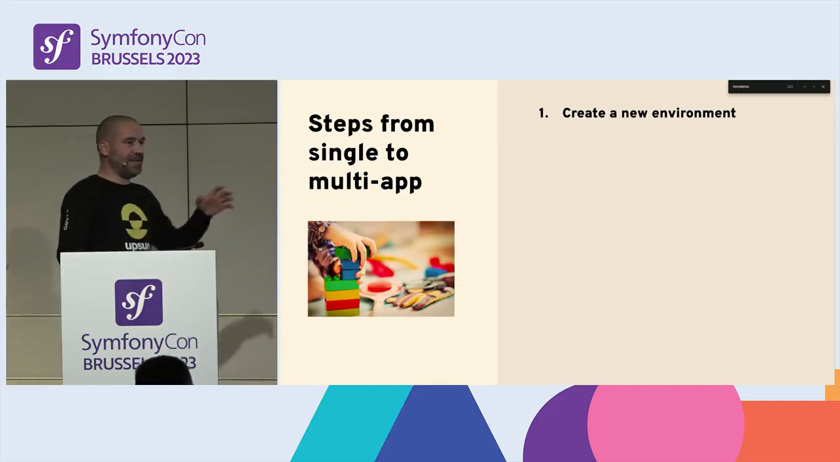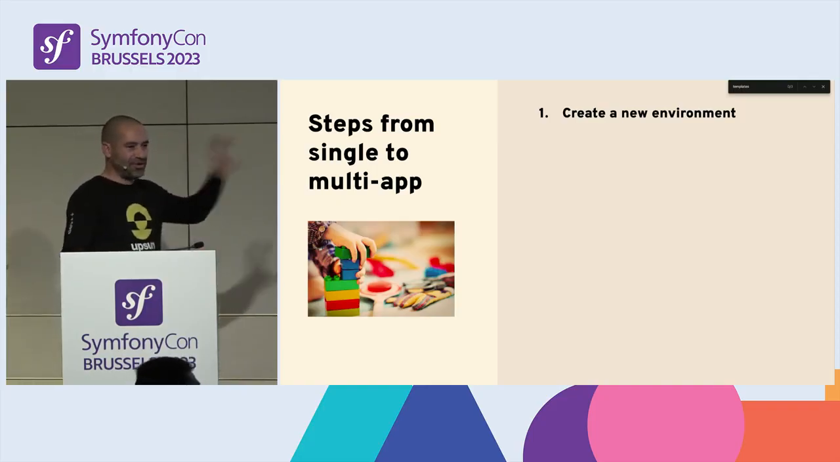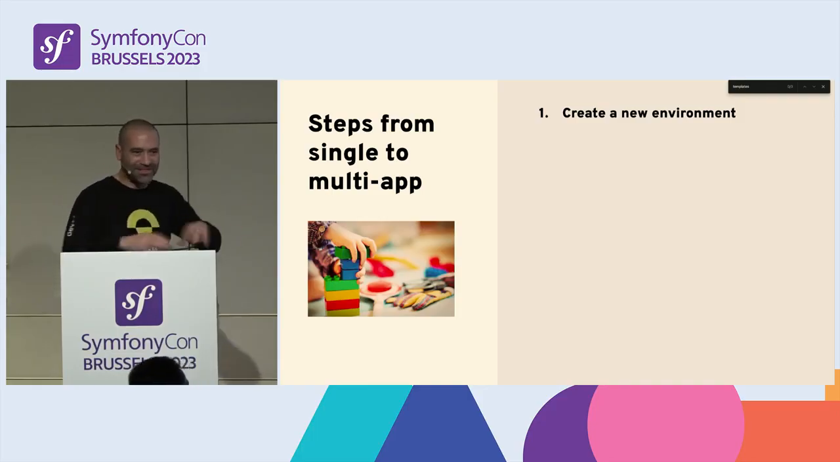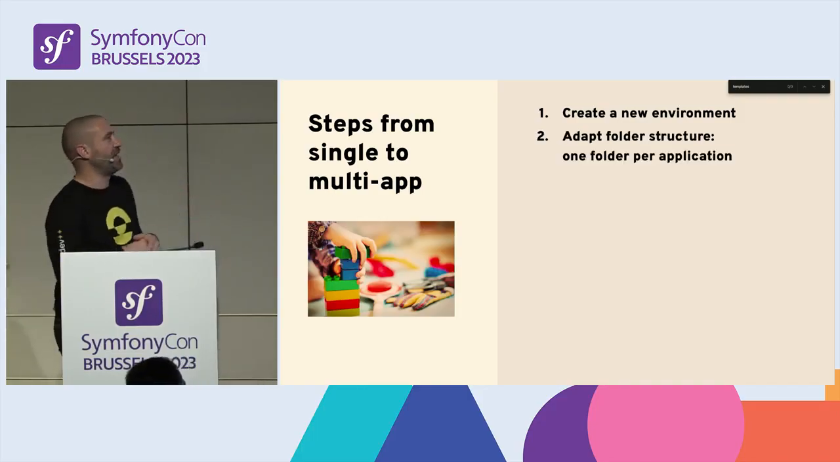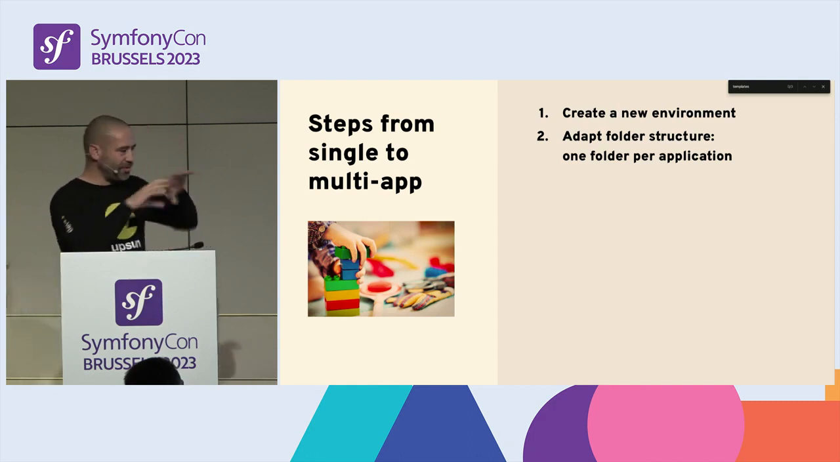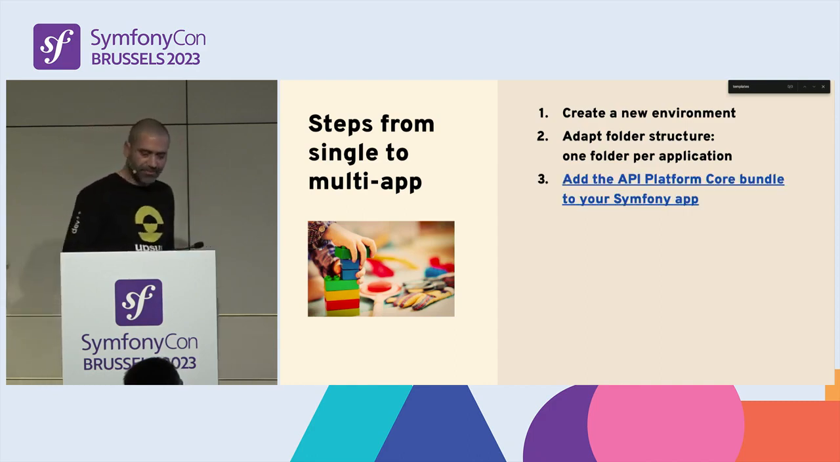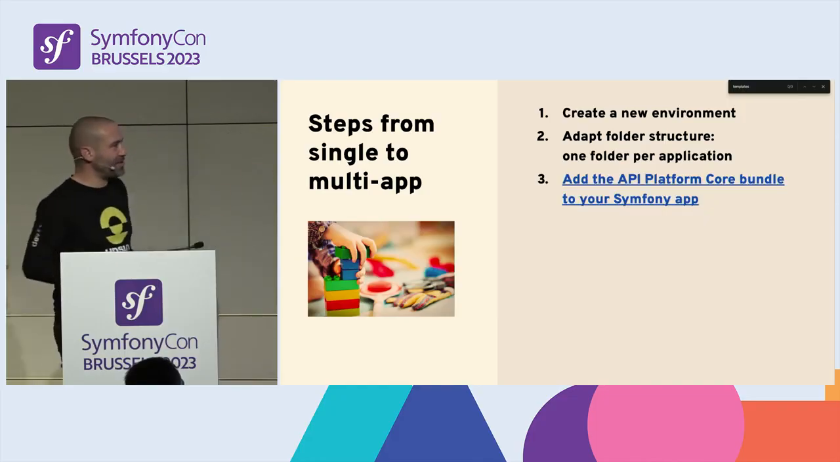So first, never ever push your code in production, but I think you are convinced. So first, you need to create an environment. You will need to change a bit the folder source code architecture of your different source code for all of the application. Then you need to add the API Platform core bundle to your Symfony application.